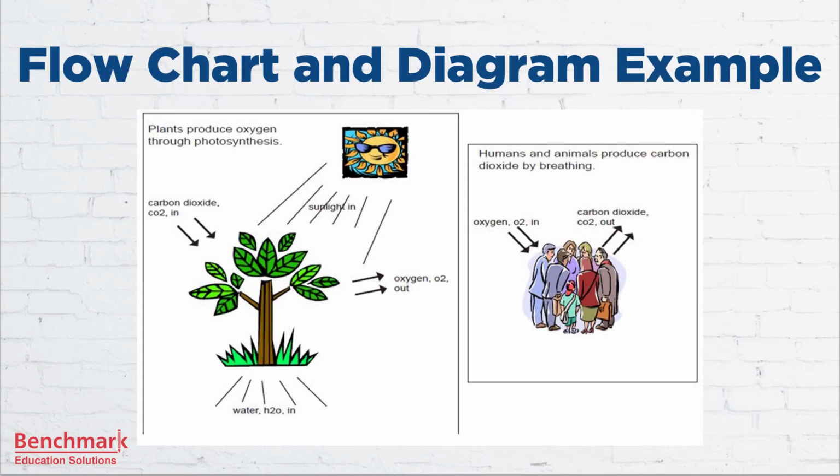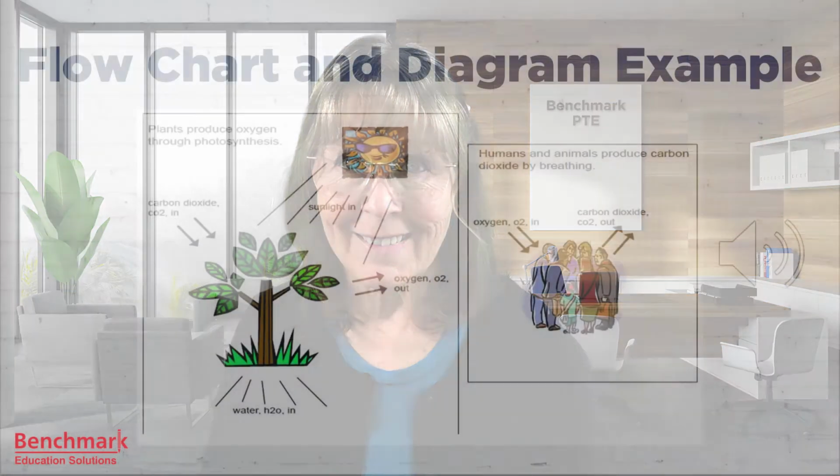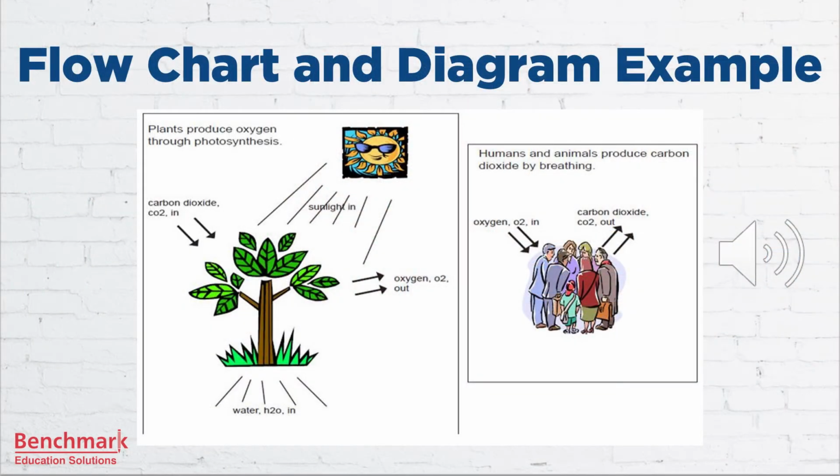Now let's talk about flowcharts and diagrams, which could be two of the more difficult images to describe. Okay, let's hear a sample answer. These diagrams show how humans and plants produce oxygen and carbon dioxide. Plants produce oxygen through a process called photosynthesis. They absorb sunlight and carbon dioxide from the air through their leaves and water through their roots and produce oxygen.